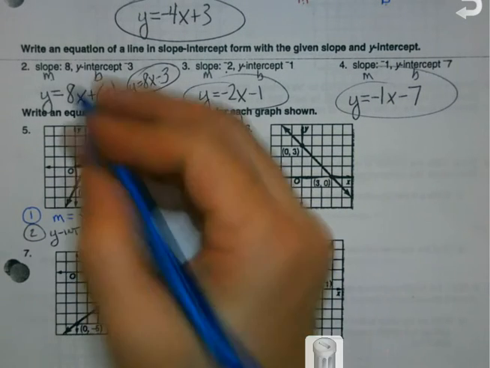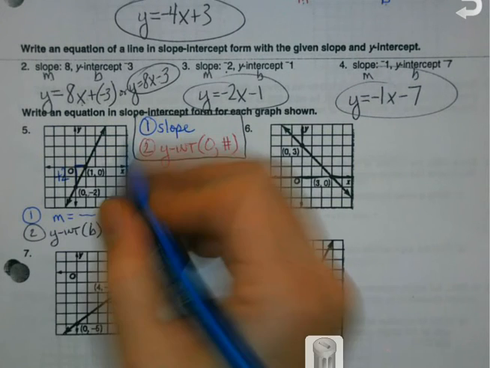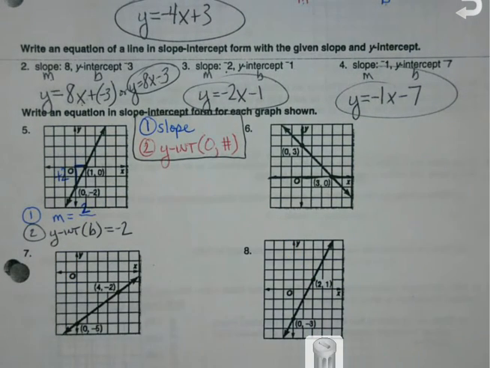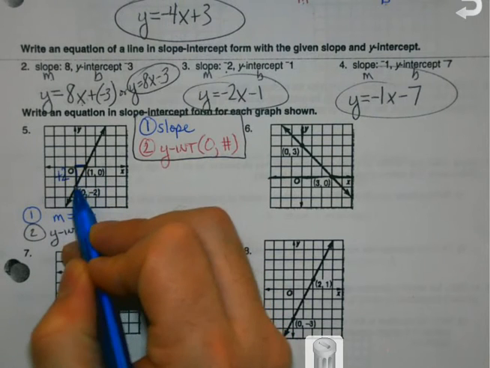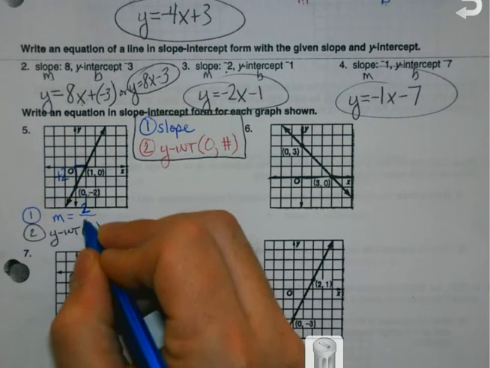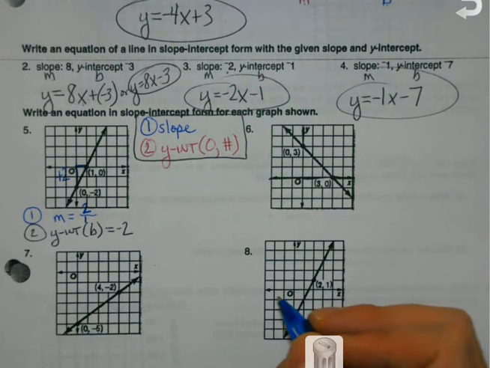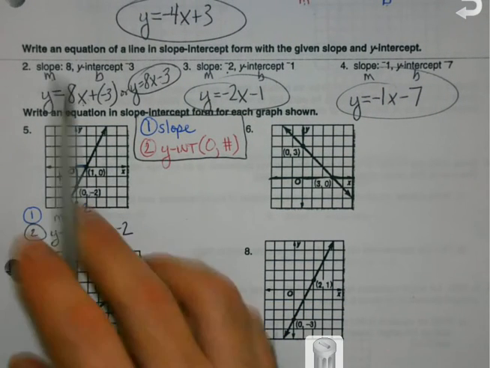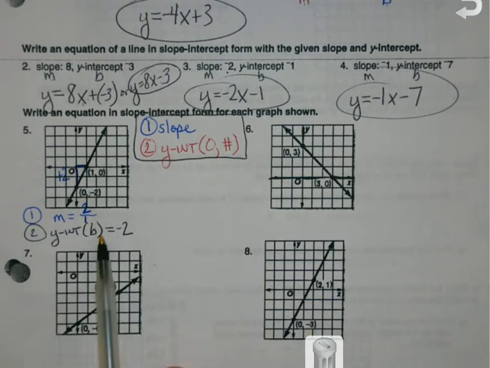Went up 2, so that would be positive. And I'll write this out to the side too here in a minute. And so once I go up 2, if I just go right 1, I'm there now. So 2 over 1. So now I've got it like I did up here. I know my slope. I know my y-intercept.